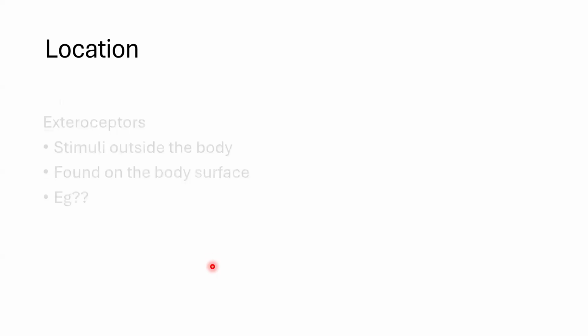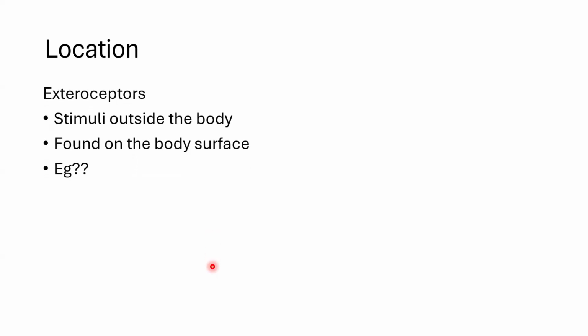According to location, you have two: exteroceptors and interoceptors. With exteroceptors, the stimulus is coming from outside the body. The receptor is found on the body surface or next to the body surface, but the stimulus comes from outside the body. So the receptor must be found within that location. Maybe at this time you can try to give some examples of exteroceptors in the chat box.